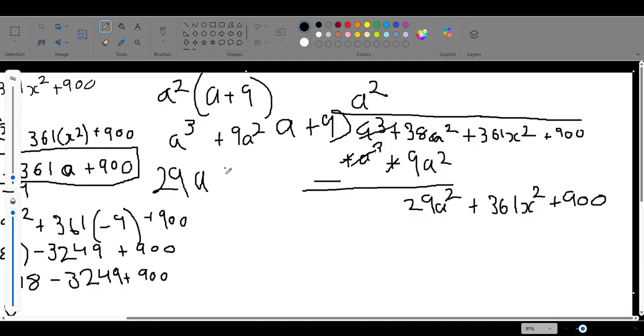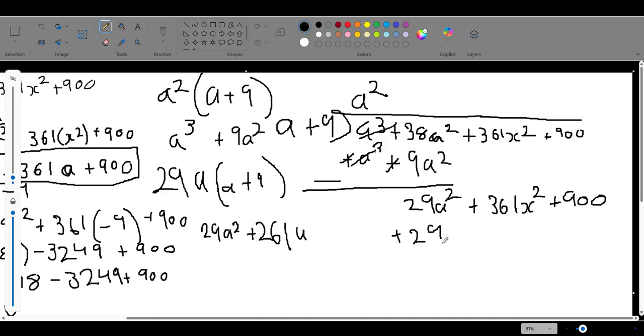So we multiply this by 29a. 29a times a plus 9 would give us 29a squared plus 261a. We can just multiply it, I can show you. 29 times 9 is 261. So then this would be plus 29a squared plus 261a.